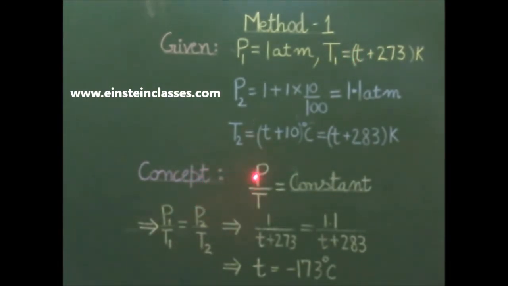We need to find the temperature T, that is T degrees centigrade. Now the concept is P by T is constant, as the volume and number of moles remain constant. So we can write P1 by T1 equals P2 by T2. By placing the values, pressure P1 is 1 atm, T1 is T plus 273, P2 is 1.1 and T2 is T plus 283. By solving, we get the value of T. So the value is minus 173 degrees centigrade.